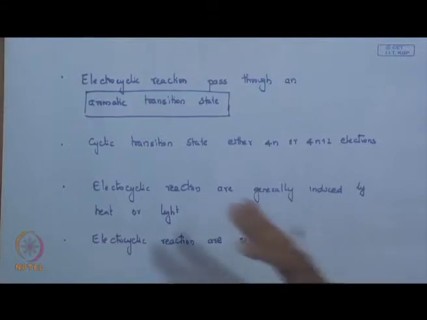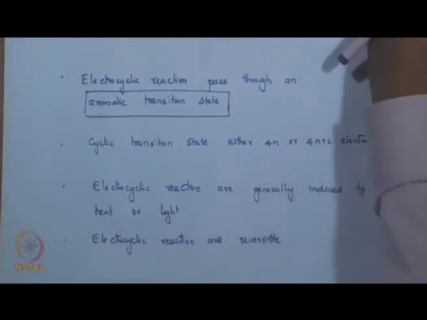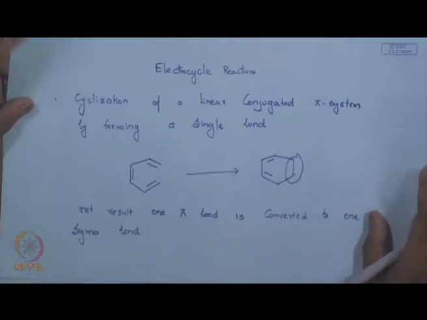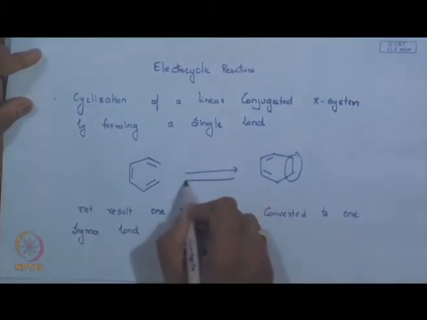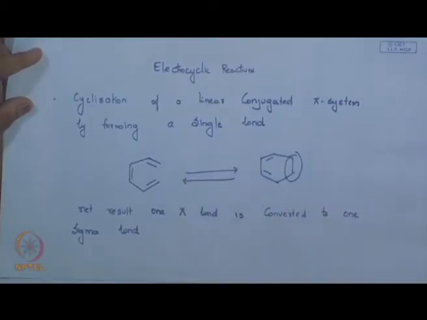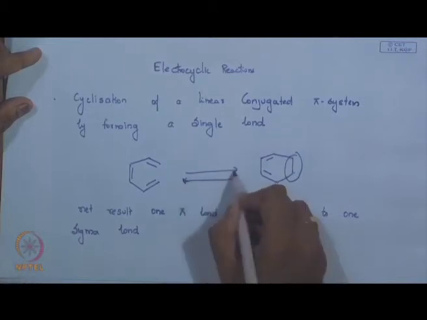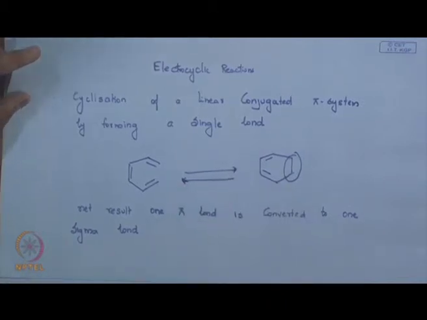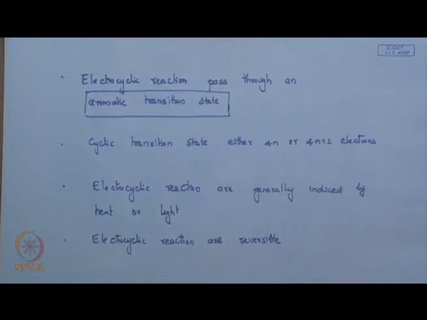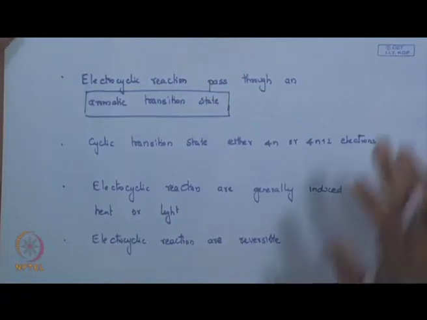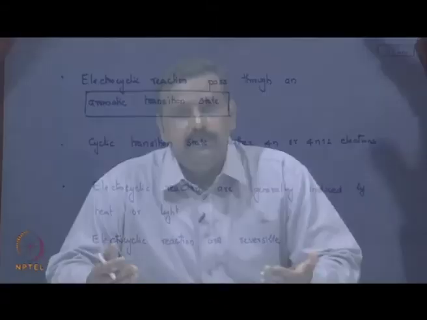So, what I mean is that these reactions are always reversible. Electrocyclic reactions are reversible. So, what we learned so far: electrocyclic reactions are normally a type of cyclization forming a new sigma bond at the cost of a pi bond.